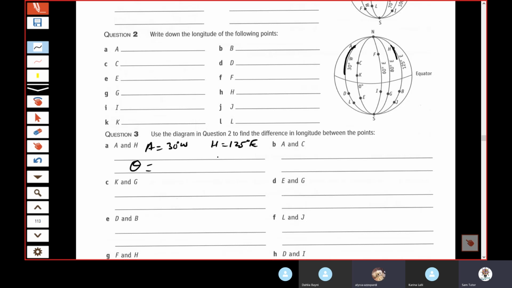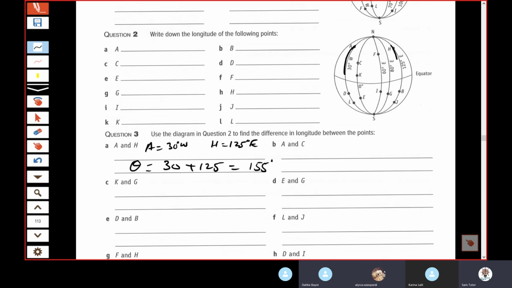Works the same way as before. 30 degrees to 0 is 30, plus 0 to 125 is 125. So altogether, the angle from here to here is 155 degrees. Does that make sense? Yeah.